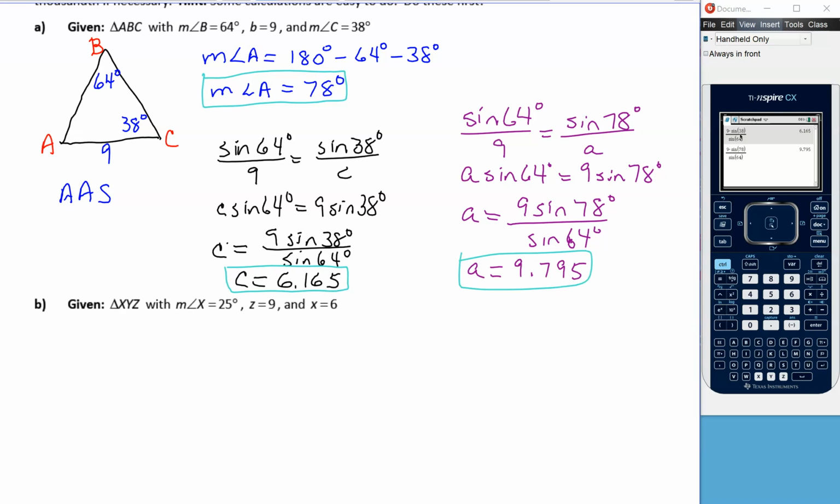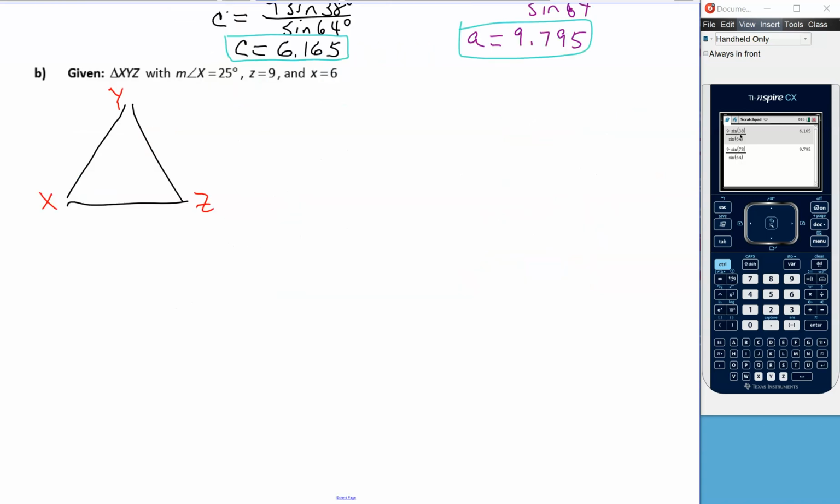9.795. And now that we found the other three pieces of the triangle, that is, now we have the three given pieces, two sides and an angle, and we found the third angle and two remaining sides, we've solved the triangle. In B, we have triangle XYZ, angle X, side Z, and side X given.